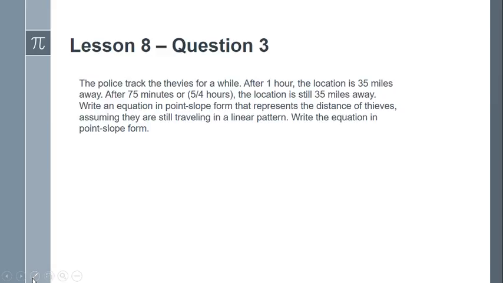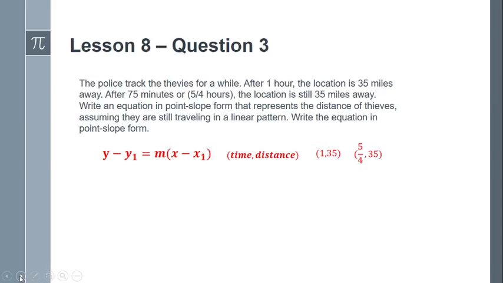Then we want to write an equation in point-slope form that represents the distance the thieves are, assuming they are traveling in a linear pattern. Since after 1 hour they are at 35 miles away, and after 75 minutes, or 5/4 of an hour, still 35 miles away, we know they're not moving. They must be staying still. That means the slope in this point-slope equation is going to be 0.